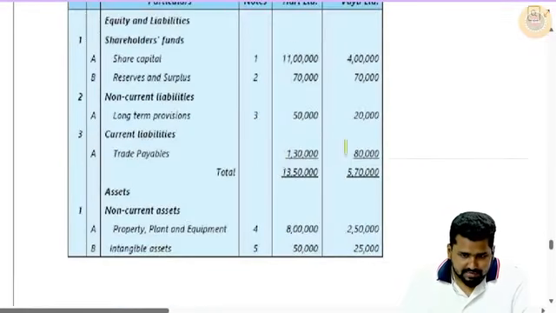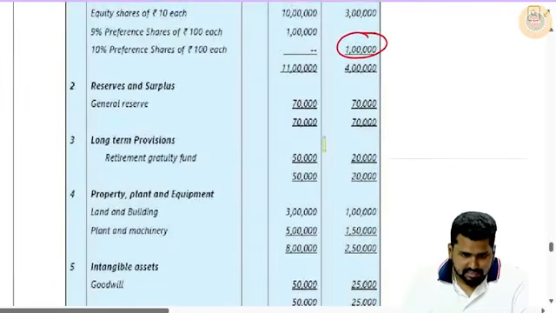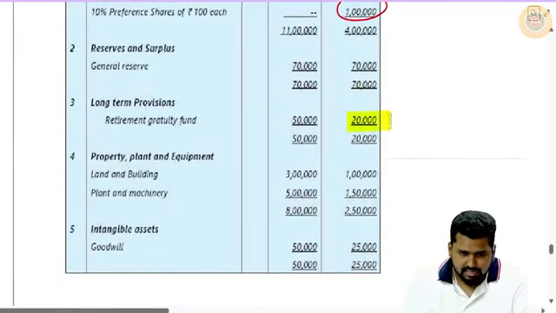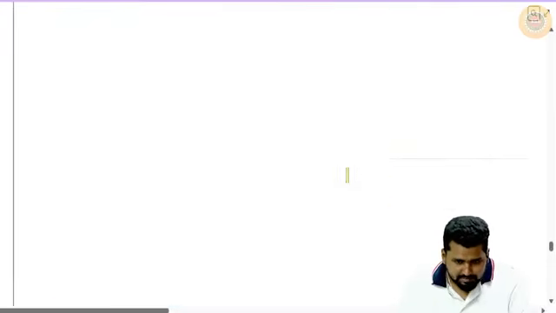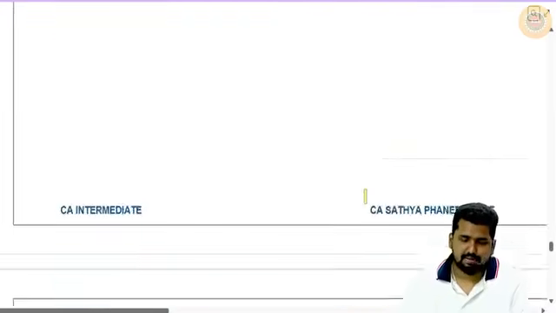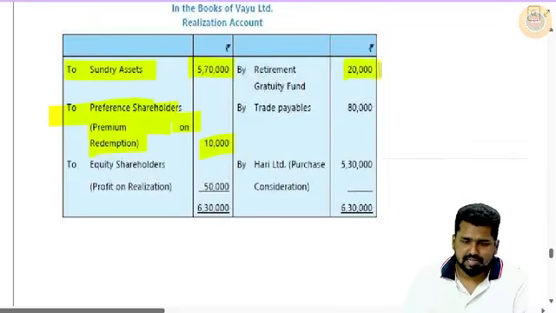Correct? Liabilities we are having 80 and 20. So what is that 80 and 20? We will check. Retirement gratuity fund, and 80 is simply debentures. Okay, trade payables. So retirement gratuity fund and trade payables, assets taken over, liabilities taken over.